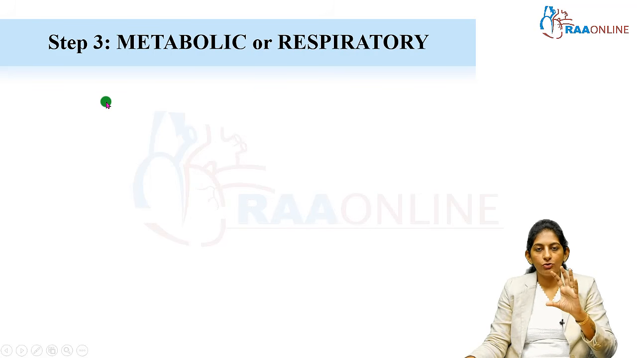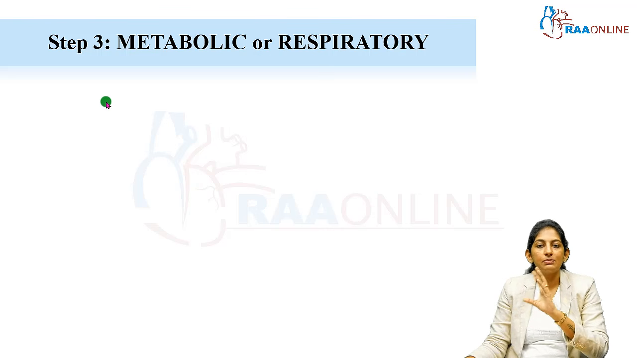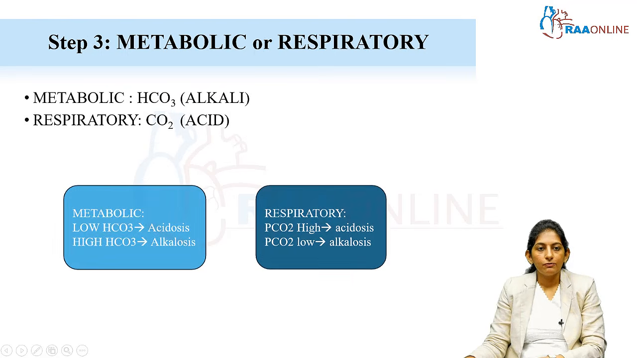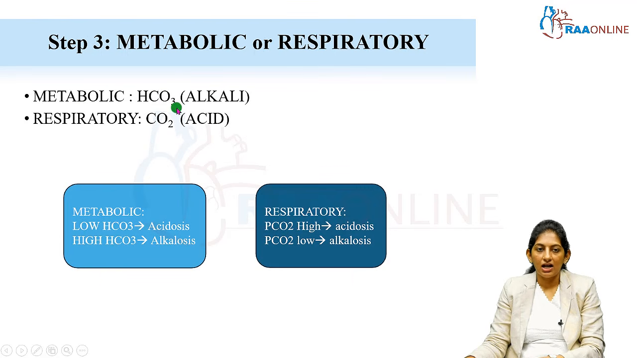Next, now you have identified, okay, let's assume it is an acidosis. Now, you have to identify, is it a metabolic acidosis or is it a respiratory acidosis. For metabolic, we look at bicarbonate. For a respiratory condition, we look at the carbon dioxide. We will look at examples. So, you have seen that there is an acidosis. You look at bicarbonate. If the bicarbonate is low, it is a metabolic acidosis. If the PCO2 is high, then it is a respiratory acidosis.